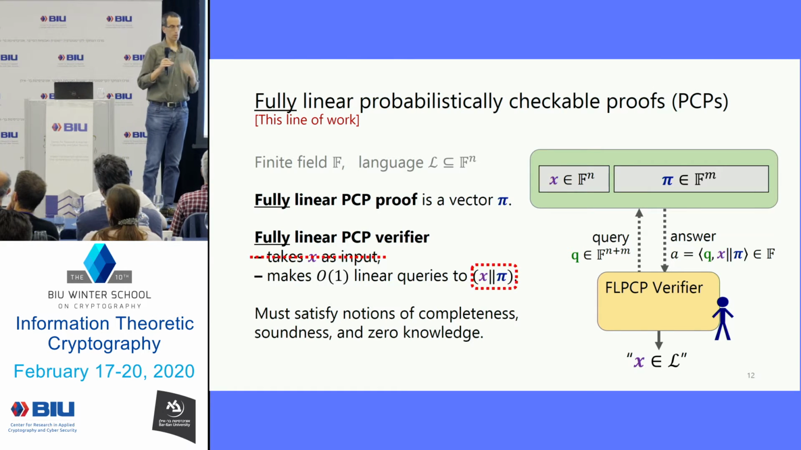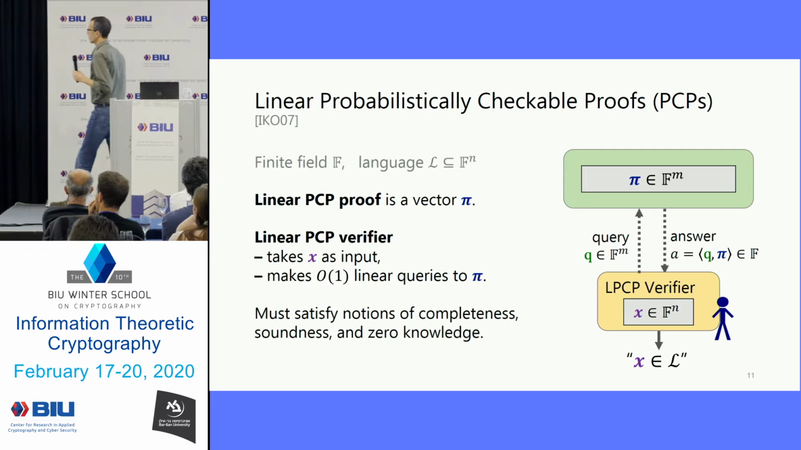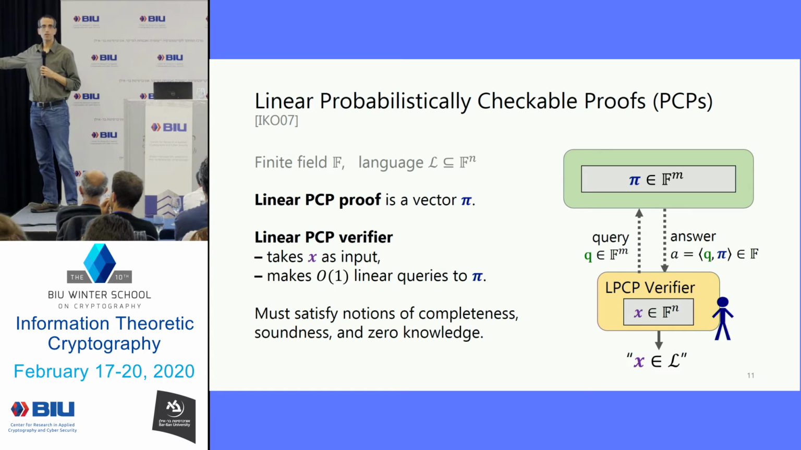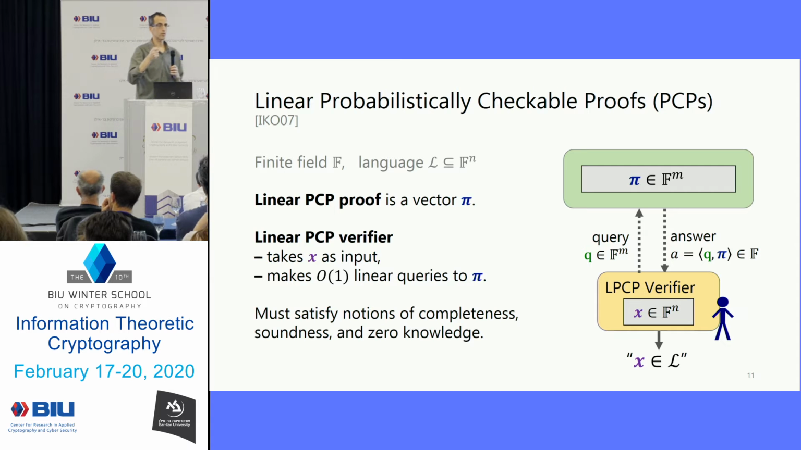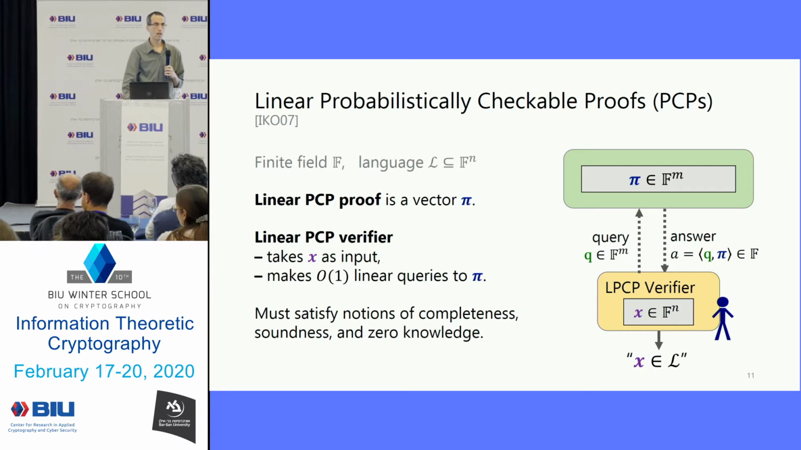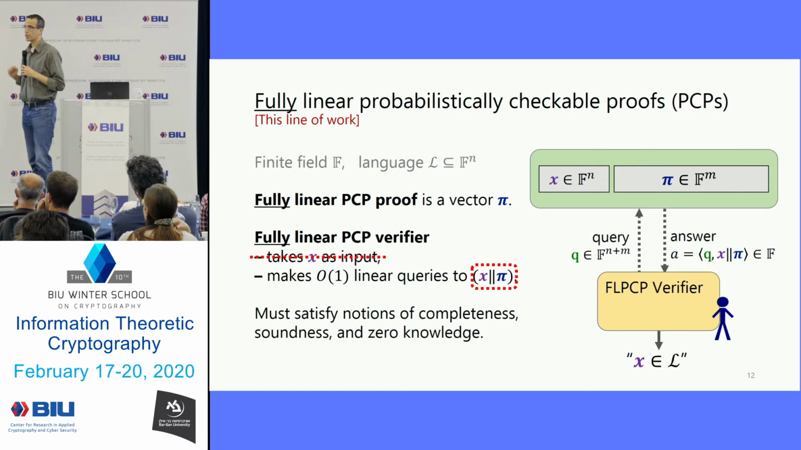And now, linear PCPs were well known before this recent line of work, and now I'm going to talk about something new, and this is a fully linear PCP. Here's the little difference. Notice that in linear PCPs, the verifier has an input, so it knows the input for which things are verified. In fully linear PCP, the verifier does not have an input.